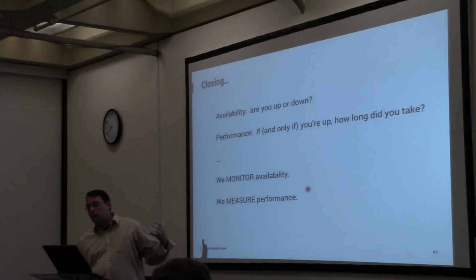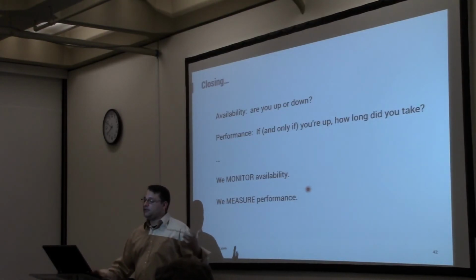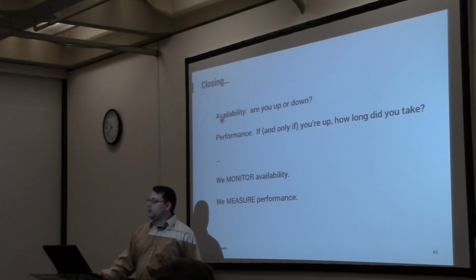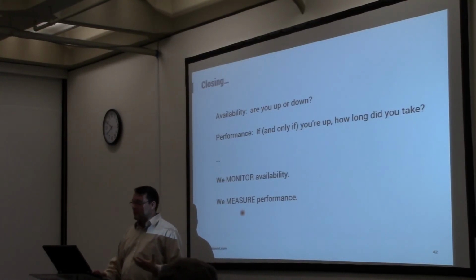And then lastly, I always say this one because it just kind of annoys me to no end that people still confuse these two. So availability: are you up or down? Performance: if and only if you are up, how long did you take? So sometimes I see people confuse those. And then we monitor availability, we measure performance. It's such a simple distinction that people confuse and causes all kinds of problems and unnecessary debates.